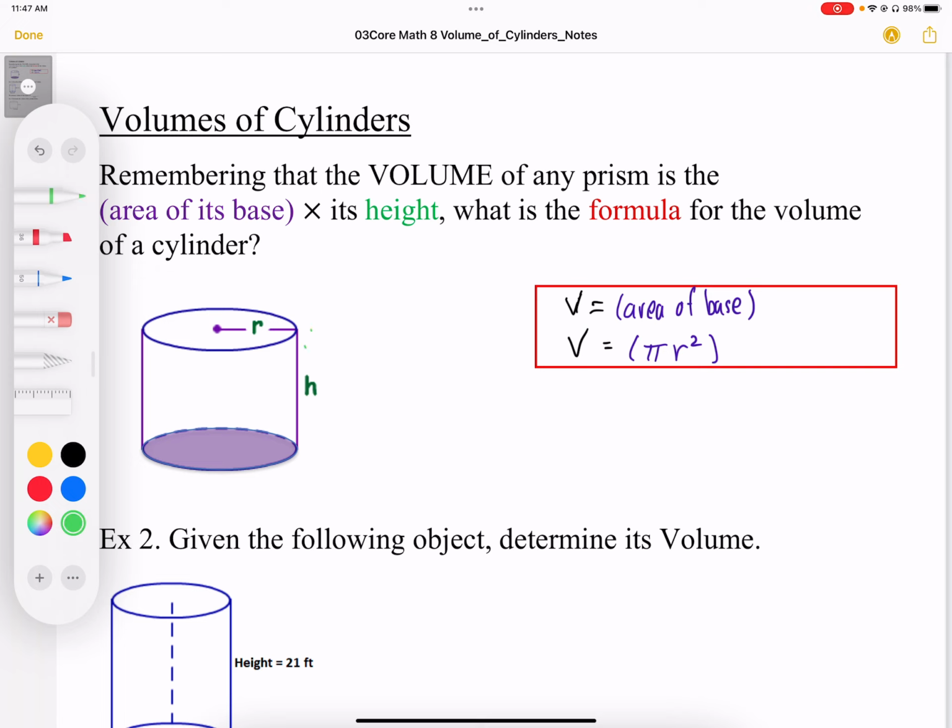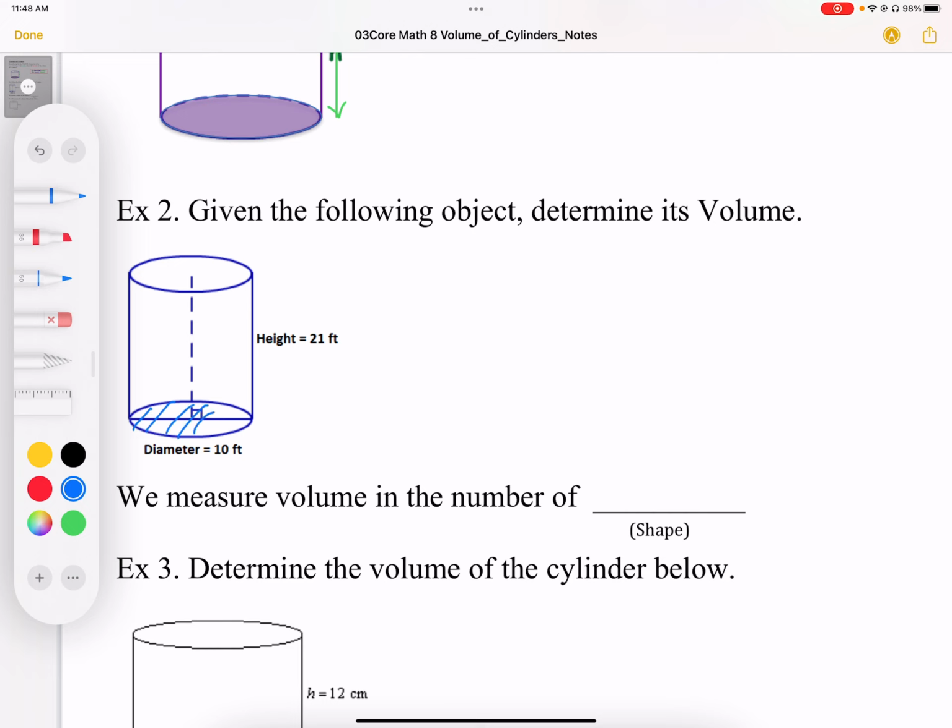So we know that's the right area because as we take slices, every slice will be the same circle. So to find the volume of this cylinder, what we're going to do is find the area of the circle first. To find the area of the circle, we're going to use pi r squared. So we need to make sure that we don't use a diameter of 10. We need to use a radius of 5. So it's going to be pi times 5 squared.